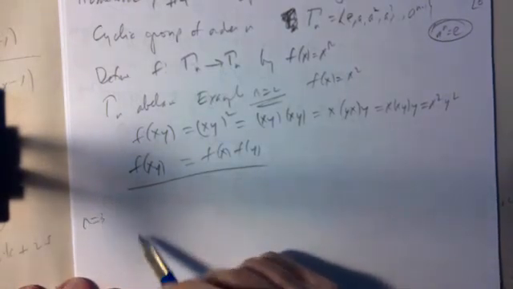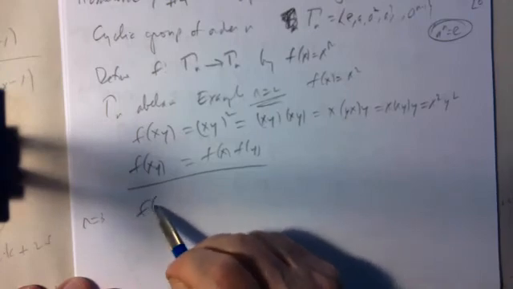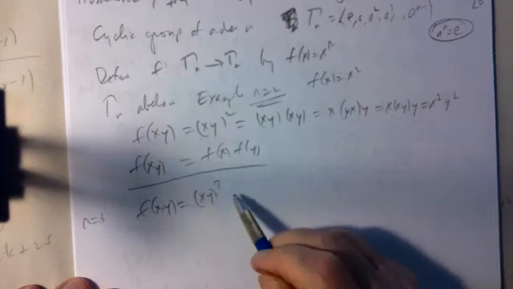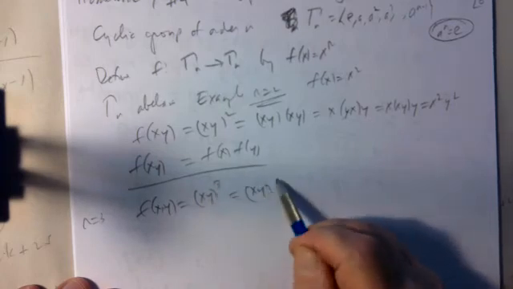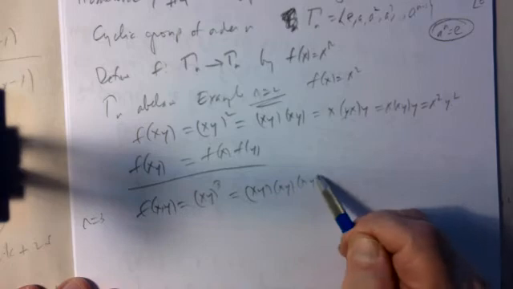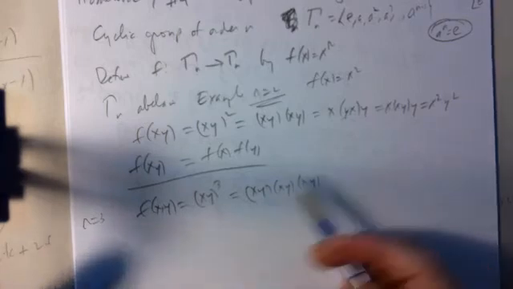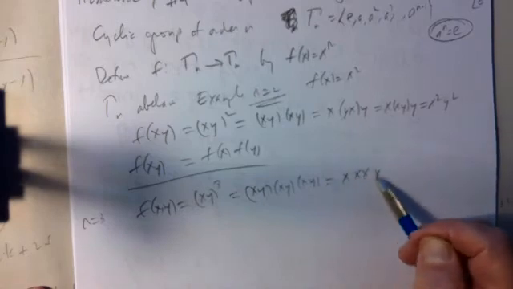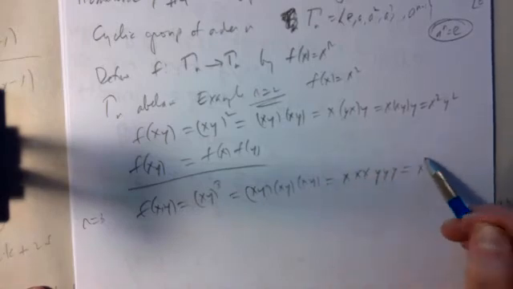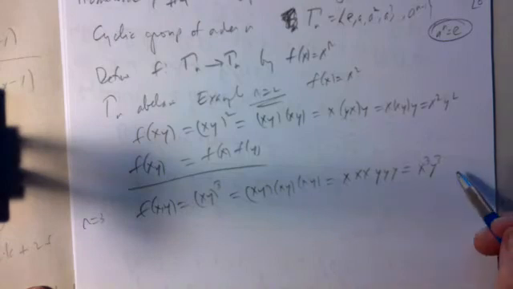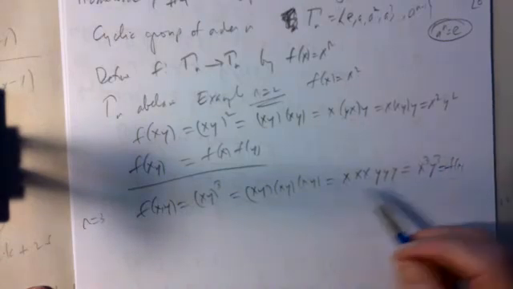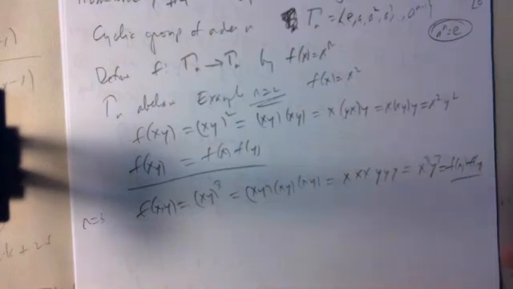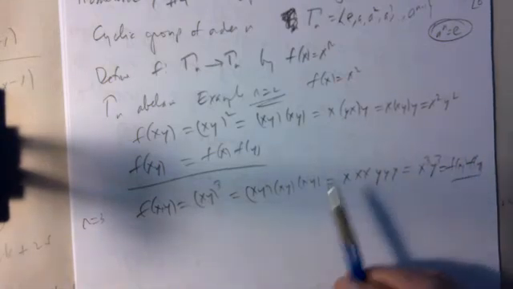Suppose we take r equal 3. So then f of xy would be xy cubed. That's xy times xy times xy. But the group is abelian. You can interchange the factors. That's x times x times x times y times y times y. That's x cubed y cubed, which is f of x times f of y. So again, you see that this is a homomorphism.